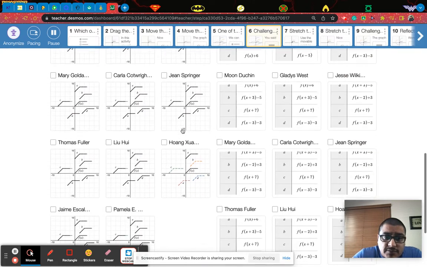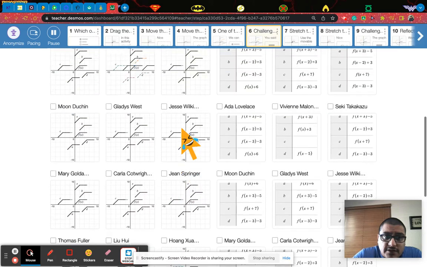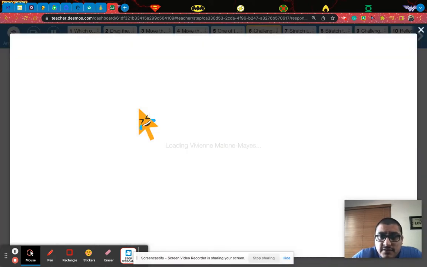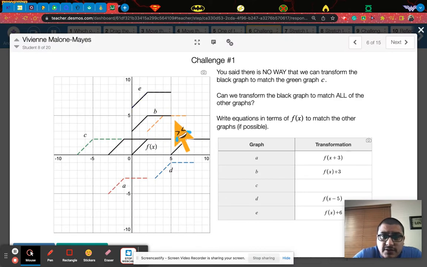So I'm going to go ahead and look at this one here and just give some feedback on where this could be in the right direction. So B is in the right direction because from here you would have to go up three in order for it to match with this orange one, but you'd have to also move it to the right two.